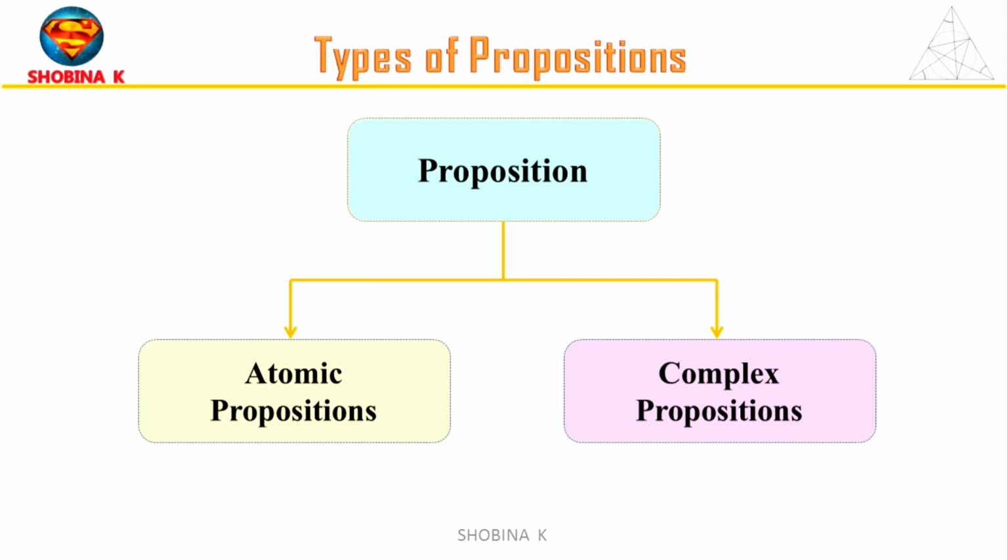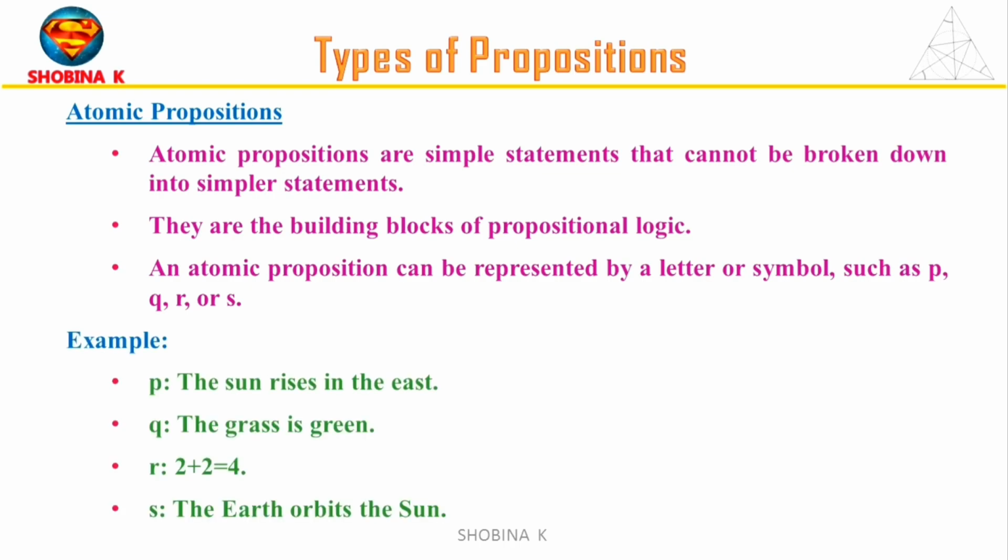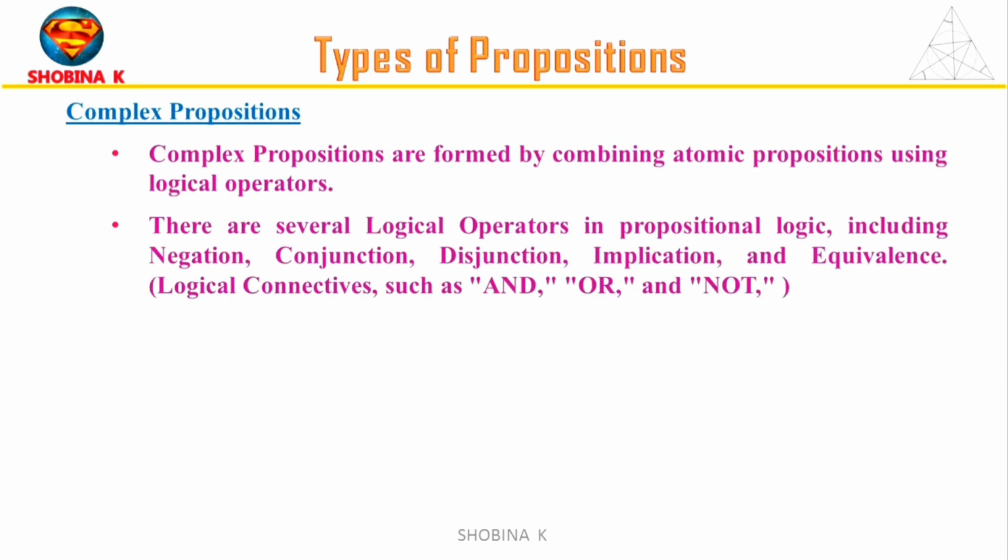Propositions can be simple or complex. Simple propositions are atomic, representing a single statement. Simple propositions are often composed of subject and predicate, where the subject refers to something and the predicate provides the information about that subject. For example, the sun rises in the east is a simple proposition because it conveys a single statement. And next we have complex propositions.